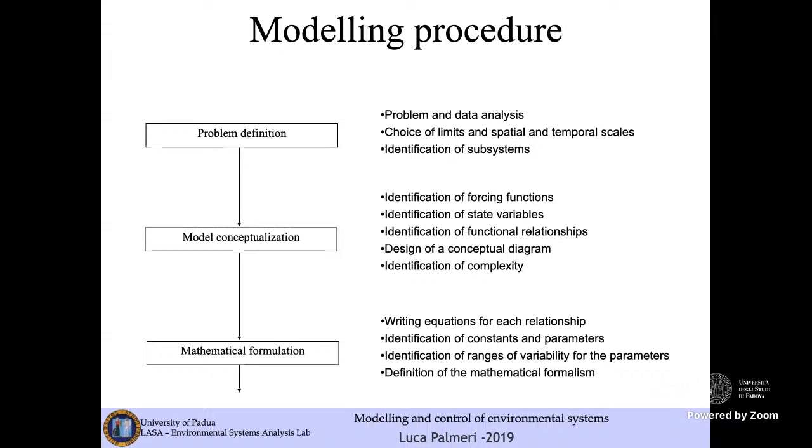Then you identify ranges of variabilities for the parameters. I recall you that the parameters, as the fifth element of our models, are those elements that you act on, so calibration knobs, or knobs that allow you to change the behavior of a model. This is the point when you do a mathematical formulation in which you have to be sure that the parameters may be made vary into well-defined ranges of variabilities.